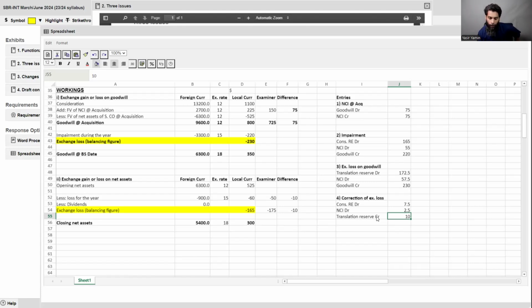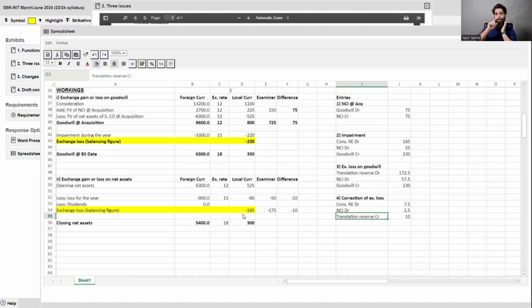All right. So now once we have made this 10 adjustment, our exchange loss is again 165. Please give me a yes. I want a quick yes. Once our loss has been corrected, our translation reserve again comes to 165 because we have made this correction.